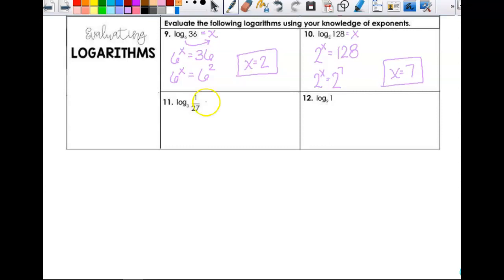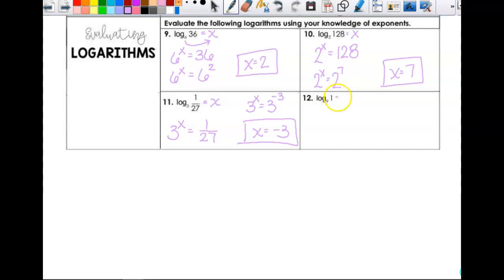All right, let's set this one equal to x. So I've got 3 to the x power equals 1 over 27. So I'll have 3 to the x equals 3 to the something. Before you worry about what the number is that goes up there, what does it have to be? Negative. Good. It must be negative. And then 3 times 3 is 9 times 3 is 27. So it'd be to the negative third. So x equals negative 3. Everybody okay with that?